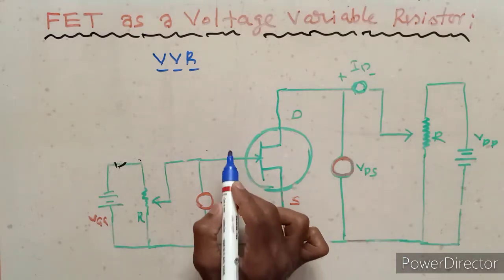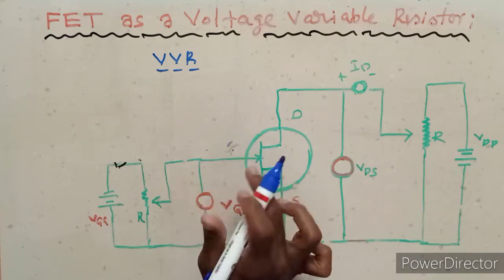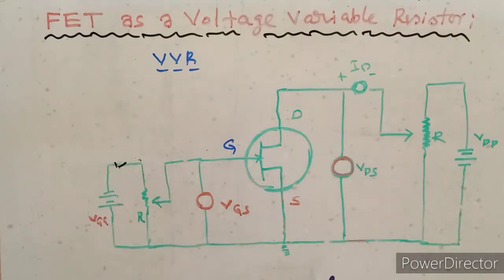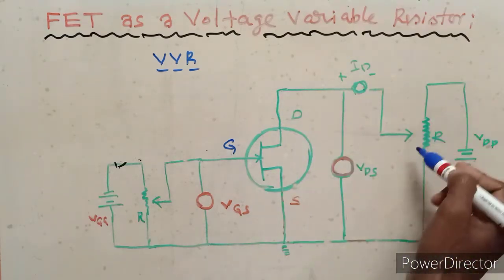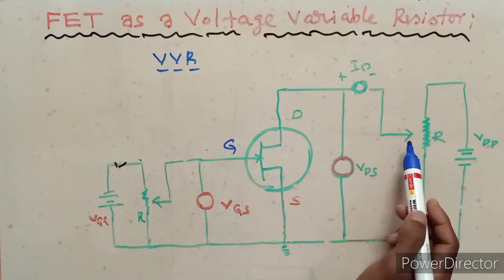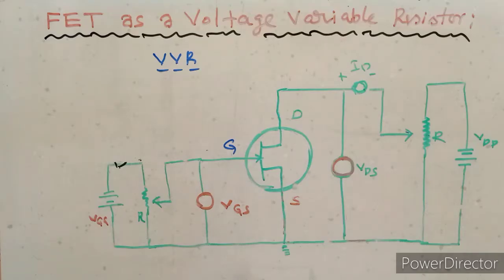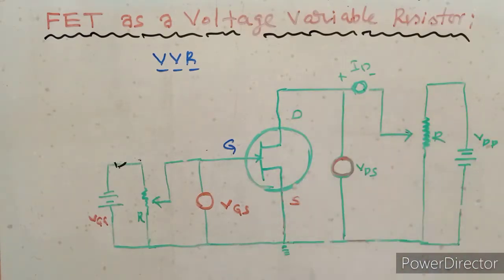FET is a three terminal device. This is the gate, this is the drain, this is the source. So the power distribution from source to drain is in this direction. This is not a direction because this is the connecting of resistance. So this is the direction of the source to drain.